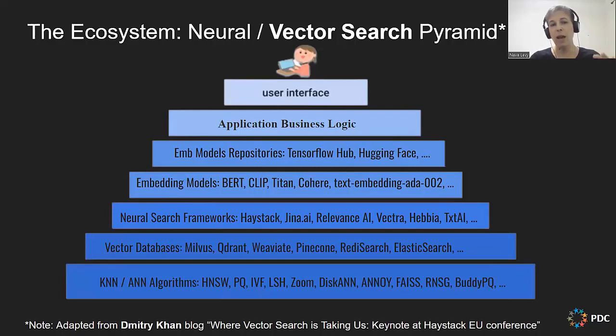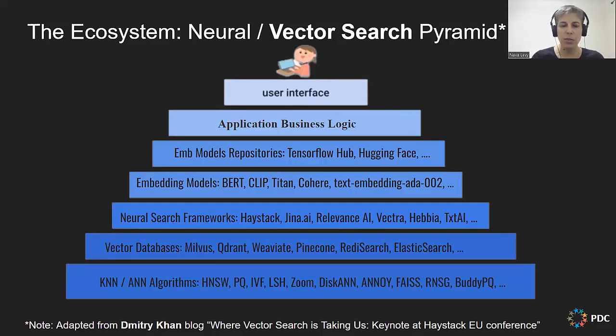Embedding models, and some would argue that maybe these are the most important because without embedding models, none of this magic would be possible. So we have many: OpenAI text embedding Ada, BERT, CLIP, and you saw many others that I showed before on the leaderboards. Embedding model repositories. So TensorFlow Hub is now Kaggle. The models were moved to Kaggle. Hugging Face, which is the leader.